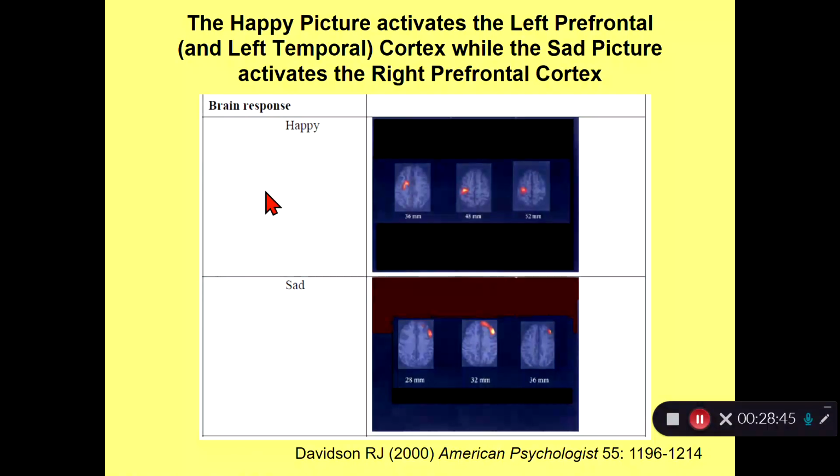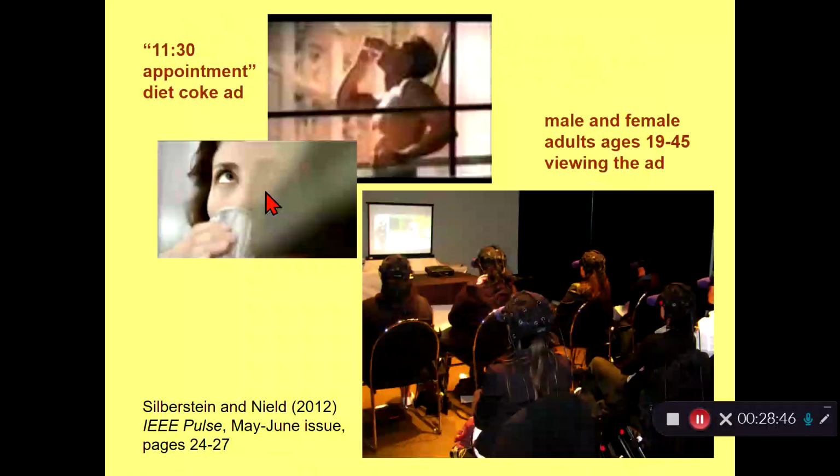Despite that, and despite my misgivings, apparently this finding is so well established that bioengineers can actually use it to measure the pleasure that people experience when they view certain advertisements. So this study was done relatively recently, but it involved a television ad that was popular a decade or so ago. It's called the 11:30 appointment Diet Coke ad.